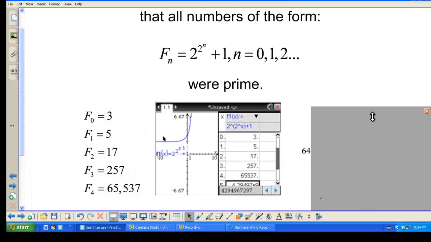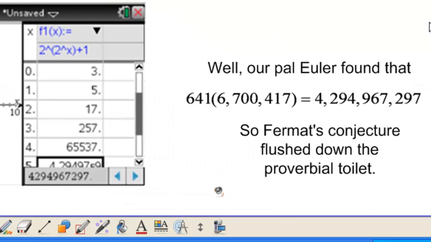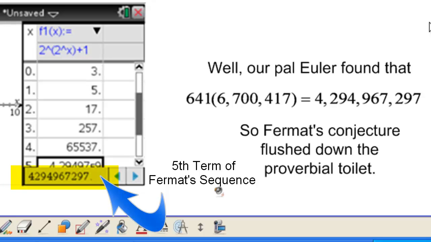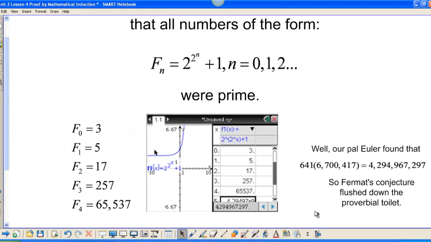But then our friend Euler came in and spoiled the party. Our pal Euler found that 641 times 6,700,417 yielded 4,294,967,297, which was the 5th term of Fermat's sequence. So Fermat's conjecture was proven false. If he just looked at the first 4 terms, you would think that his general formula was true for all cases, but in fact it was not.